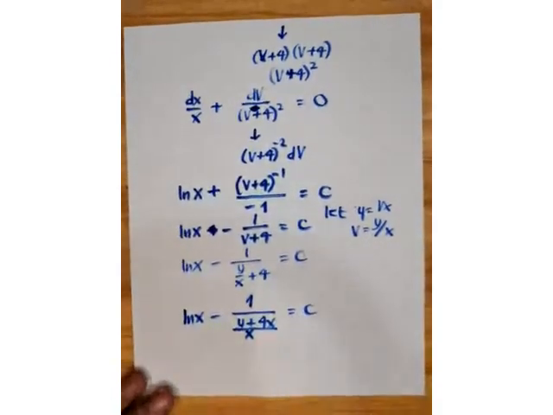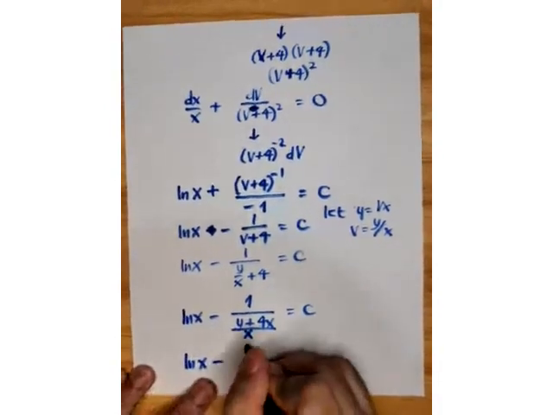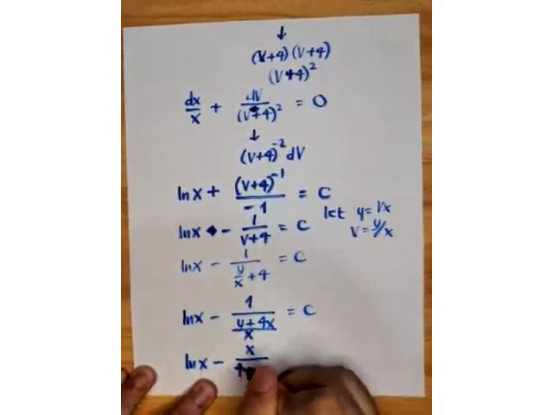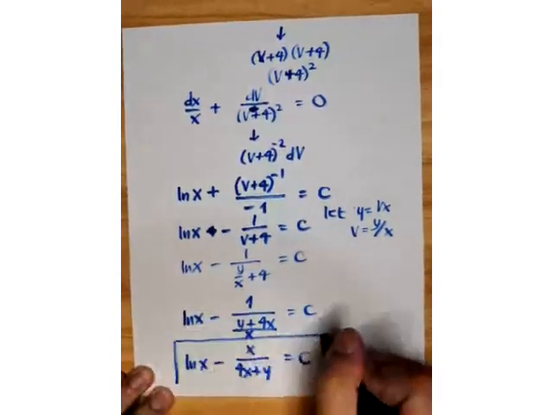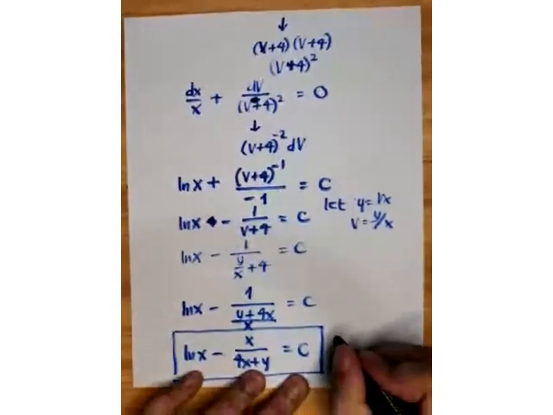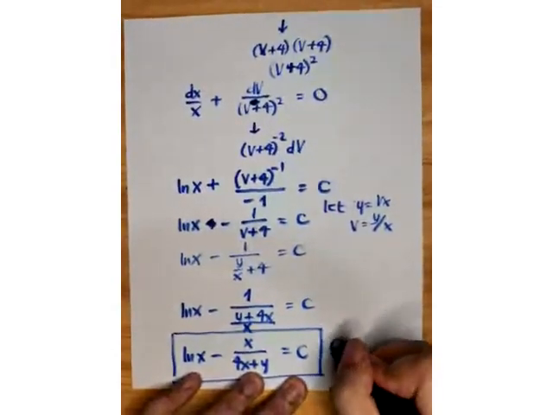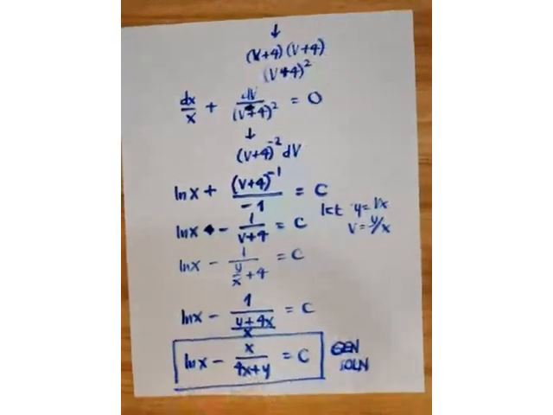Upper, lower, sorry, outer, inner. So ln of x minus x over 4x plus y is equal to c. So this is our general solution. Okay, so that's our general solution.